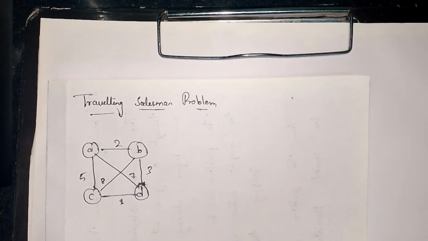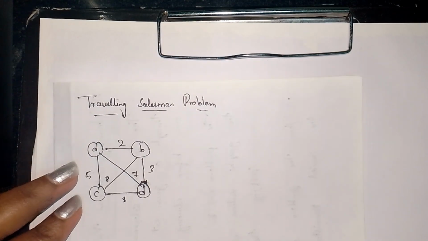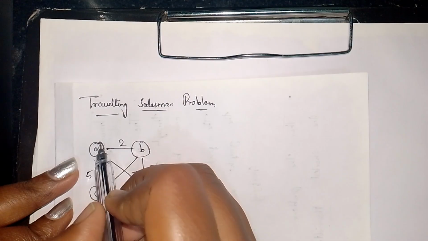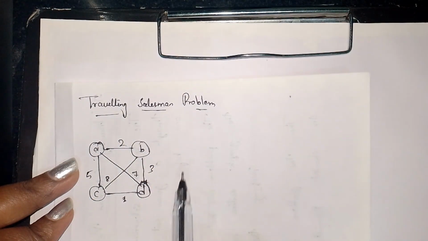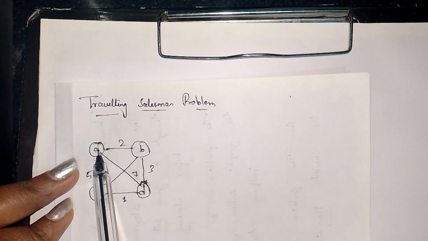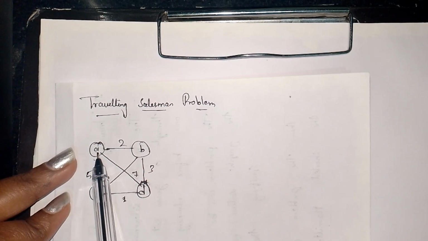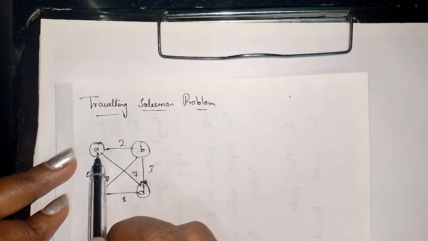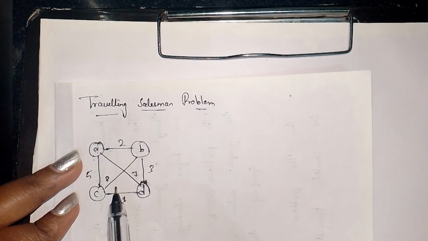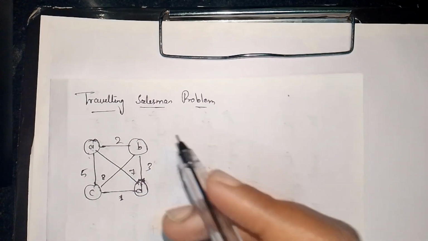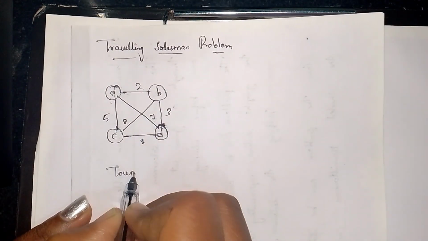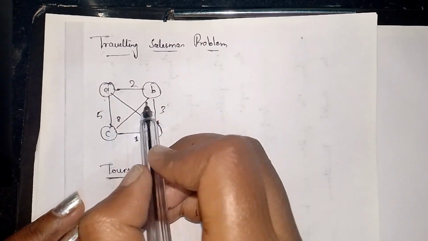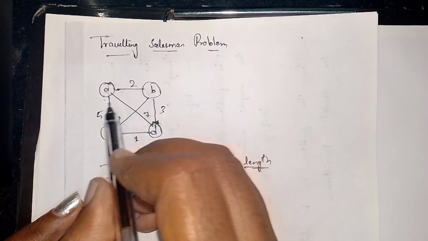Now let's understand the traveling salesman problem by using this graph. Here we have four cities named A, B, C, D. Now the traveling salesman has to travel to each and every node exactly once, and he has to return to the same city from where he started. Now let's consider the traveling salesman is traveling from node A, and he has to find the shortest path or shortest distance. Now we have here the tours and here the length. These edges are the paths or distances he travels from one city to another city.